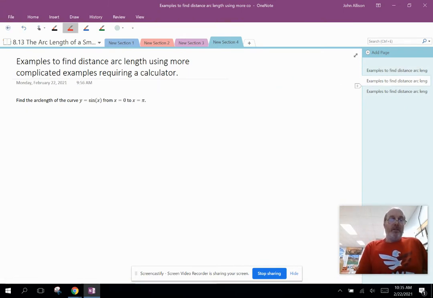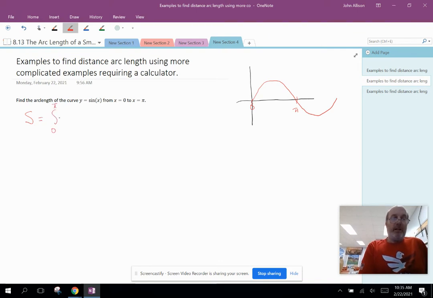Let's go to the second example. We're going to find the arc length of the curve y equals sine x from 0 to pi. So we know that the graph of sine x intersects the x-axis at 0 and pi. And so here, again, the arc length of the curve is going to be the integral, in this case from 0 to pi, of the square root of 1 plus dy over dx squared times dx. We know the derivative of sine x, dy over dx, is equal to cosine x.